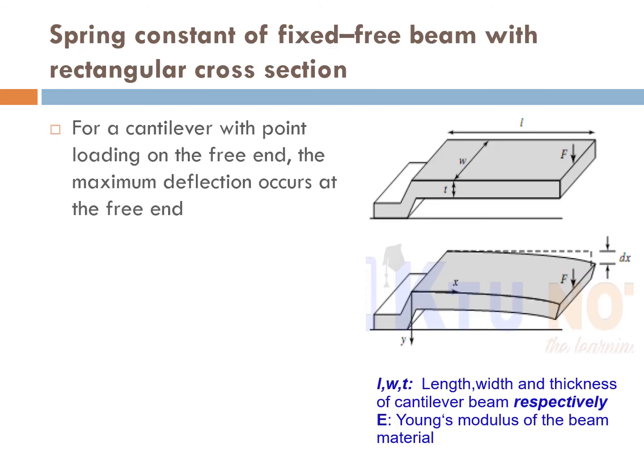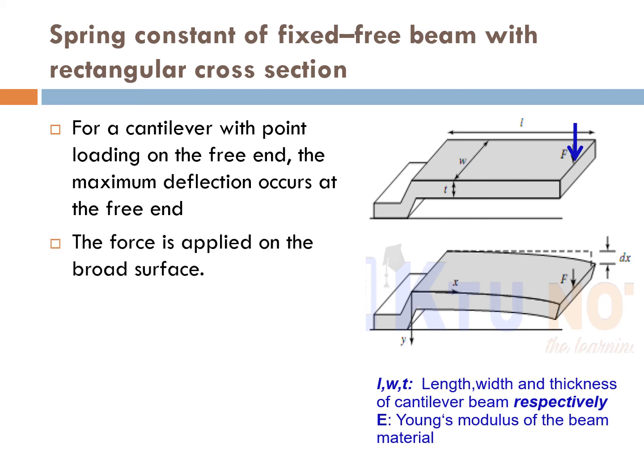For a cantilever beam with point loading on the free end, the maximum deflection occurs at the free end. For a fixed bridge, where the loading force is applied at the center of the span, the center will be having the largest deflection.